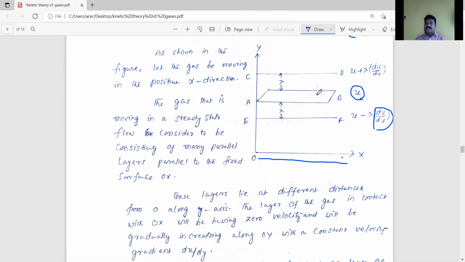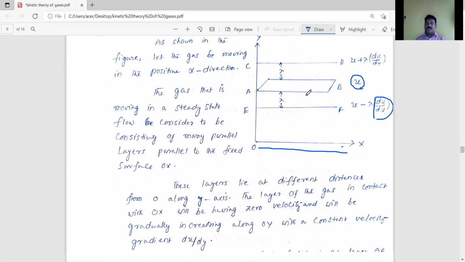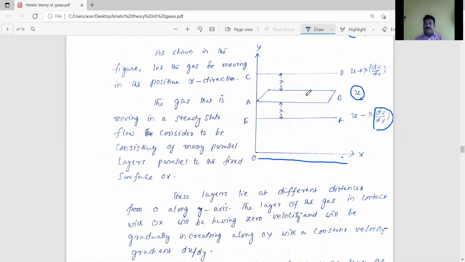Now let us take another layer CD, which is on the upper side of the AB layer at a distance of mean free path, that is lambda. AB కి ఎగువ భాగాన మరొక లేయరు AB నుంచి ఎంత దూరంలో తీసుకుంటున్నాము? మీన్ ఫ్రీ పాత్ దూరంలో తీసుకుంటున్నాము. Now let's assume that the velocity of this layer will be u plus lambda du by dy.